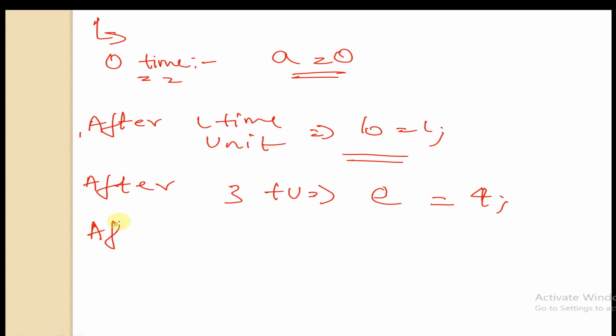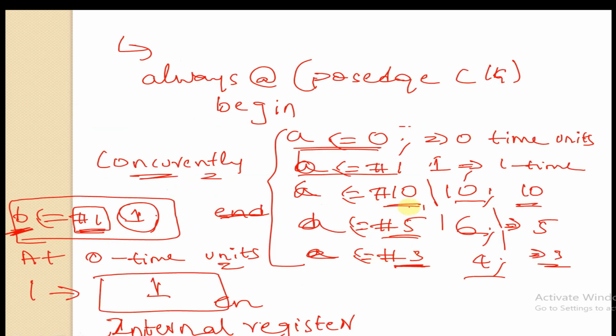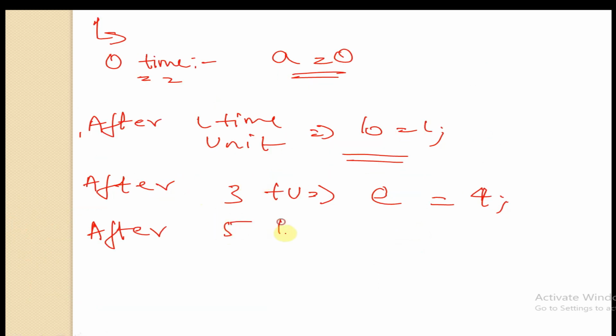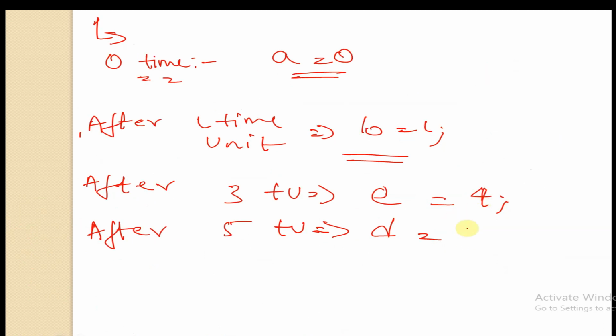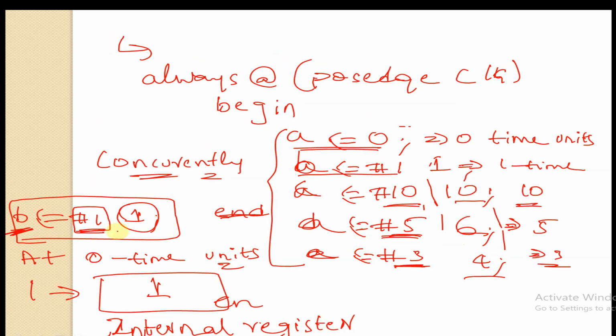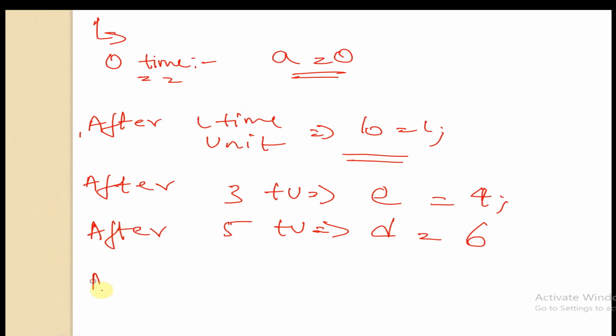And after 3, it is 5. After 5 time units, we will get the value of D, which is equal to 6. And after 10 time units, we will get the value of C, which is equal to 10.